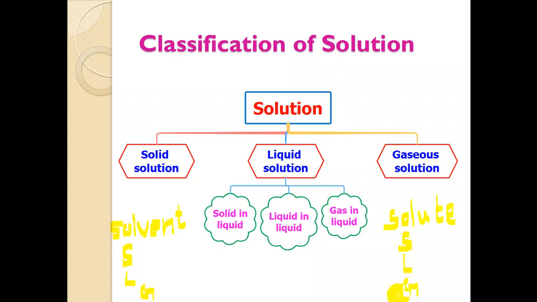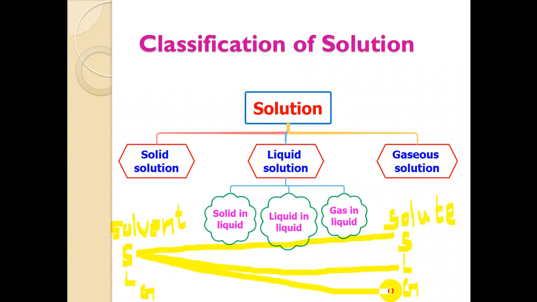If you mix a solid solvent with a solid solute, you will get one solution. If you mix solid solvent with a liquid solute, you will get a second type of solution. If you mix solid solvent with a gaseous solute, you will get a third type of solution. In all these three categories, the physical state of the solution would be solid. That is known as solid solution.